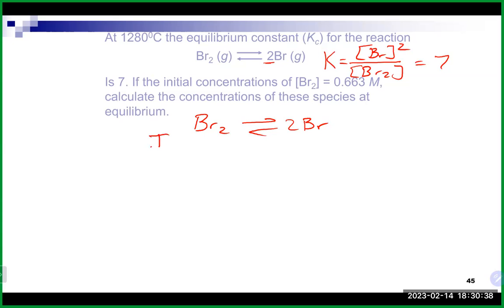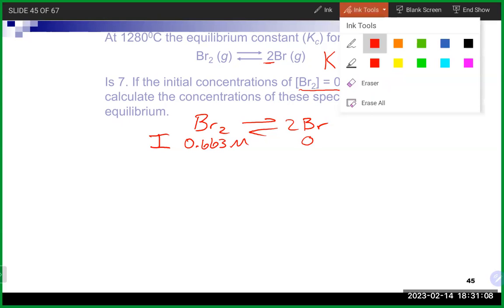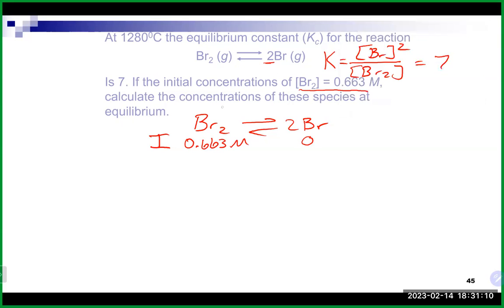So initially, the only concentration given to us is Br2. So this is going to be 0.663. And because that is the only number given to us, we can again safely assume in this case that the initial concentration of our products is going to be 0. Any questions so far? Now, because again, we do not have any products, we can safely assume that this reaction is going to proceed in this direction.